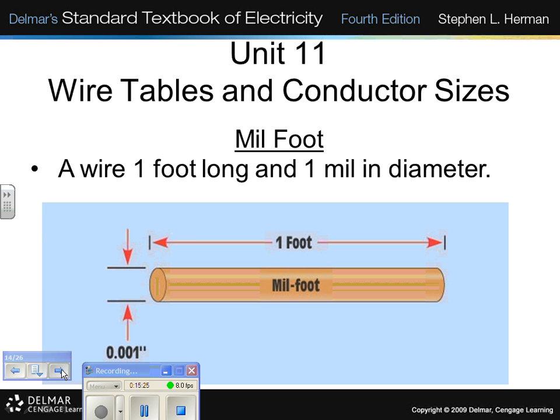What is a mil foot? Okay, take a look at the picture, and now you know what a mil foot is. It's 1 mil in diameter, and it's 1 foot long. So now you know what a mil foot is, right? We'll talk about why you need to know what a mil foot is when we get there a little later in the book.